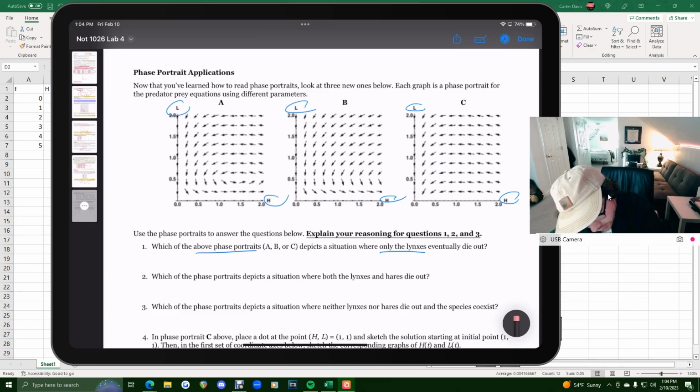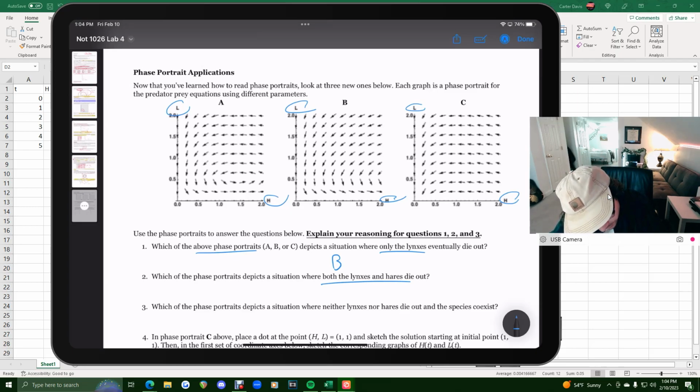And I'm pretty sure for any solution, H would be non-zero, but still L would be 0, right? So B is my answer there. Let's look at number 2. They say, what's the phase portrait where both lynxes and hares die out?